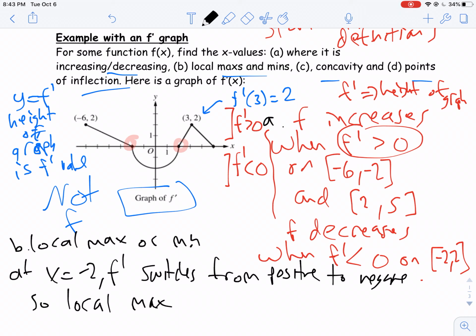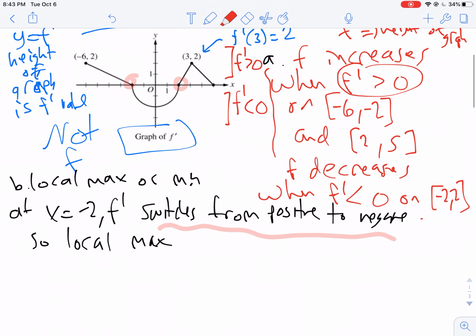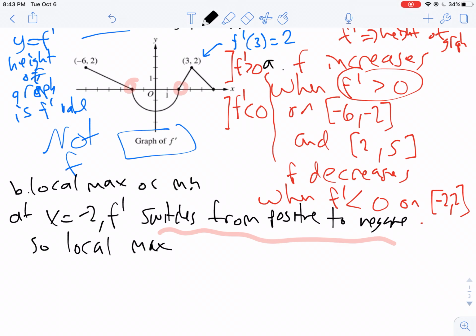Now, a chump would say there's a local max of 3, but again, this is a graph of f prime, so we have to read it differently. That's why I think it's really helpful to think about this definition, like where do we switch from positive to negative, and try to think about it from that perspective.